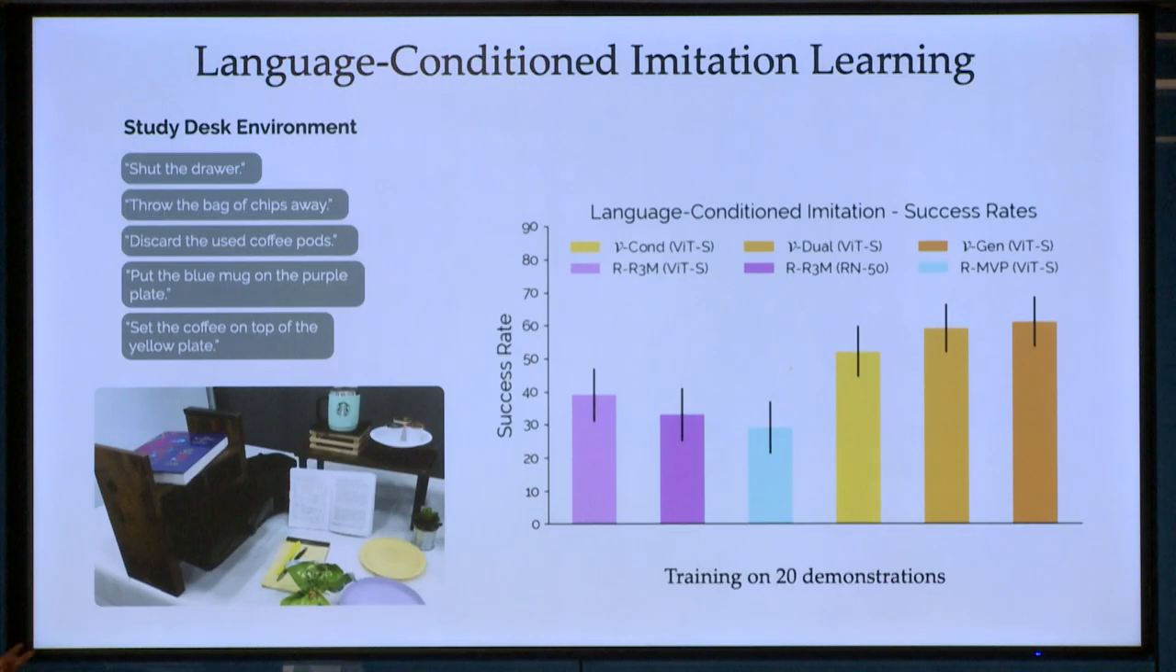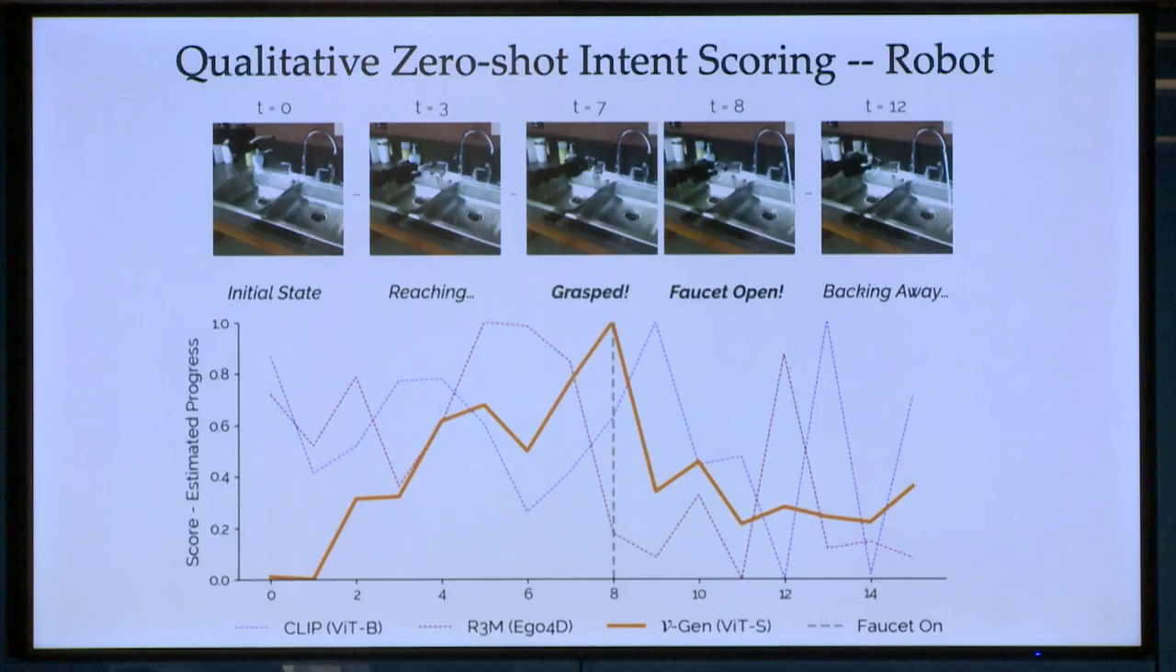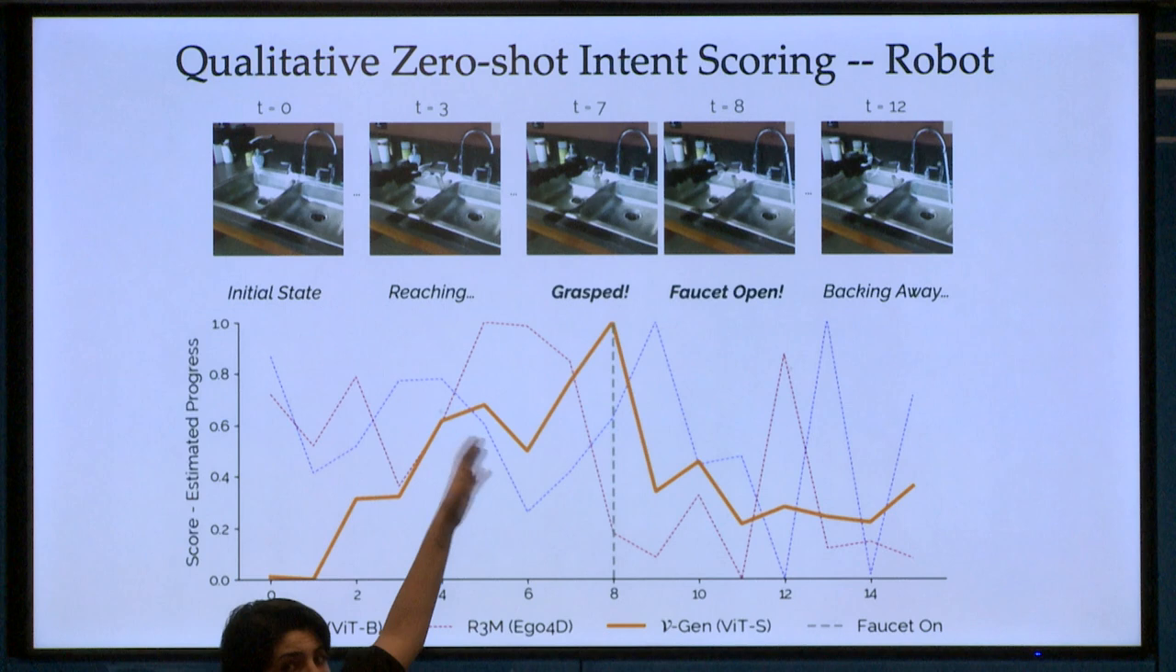You could do this again on a robot. So this is a language-conditioned imitation learning task. Similar story here. One interesting point that I just want to show, maybe let me go to this one, is that you could do intent inference even on things that you haven't seen before. So here I have a video of a robot opening a faucet. This is from a different paper.